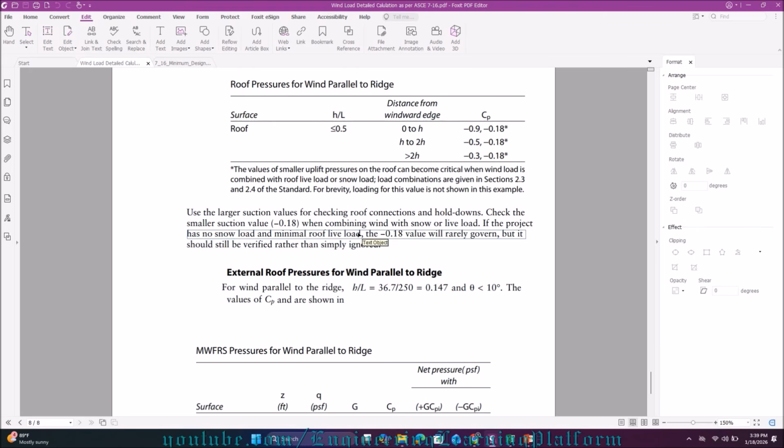But this should be checked, so use the larger suction value for checking roof connections and hold downs. Check the smaller suction value when combining wind with snow or live load. If the project has no snow load or minimal roof live load, then this minus 0.18 can be ignored.